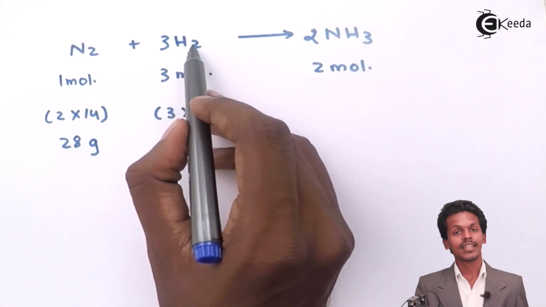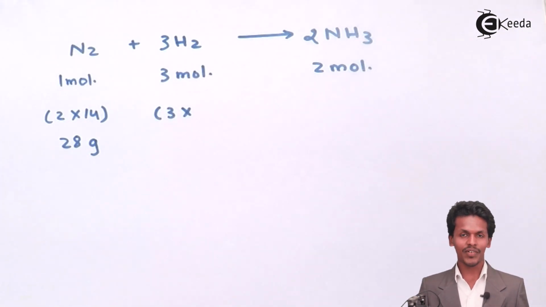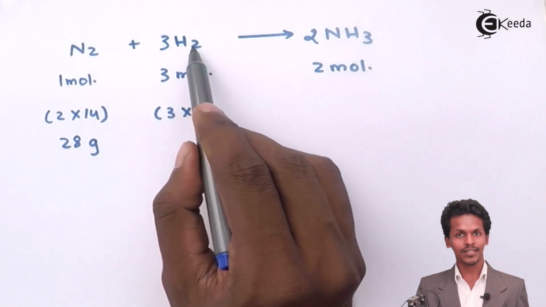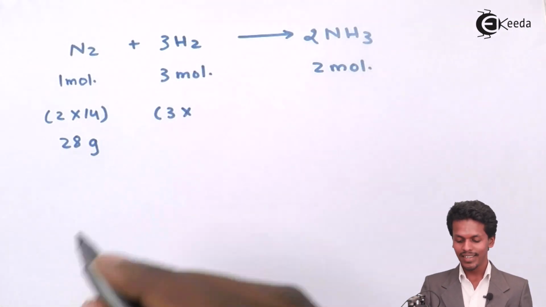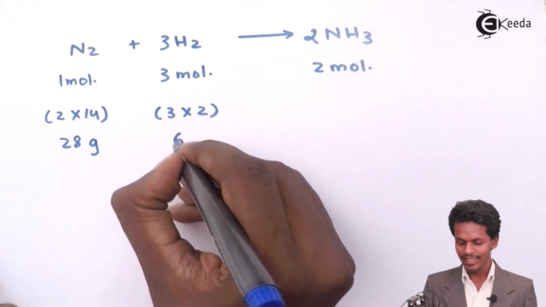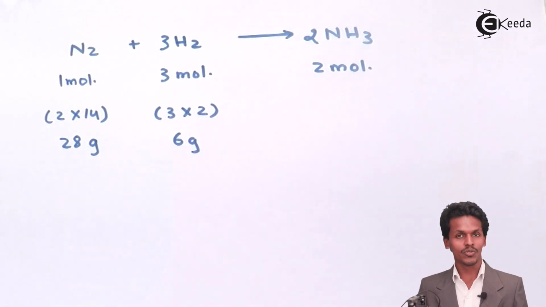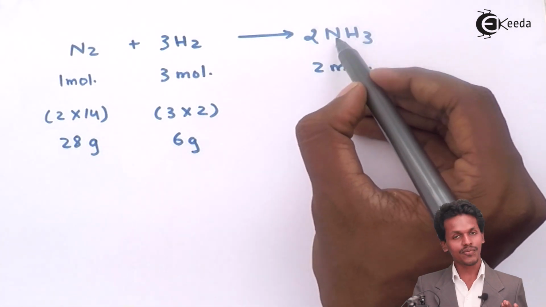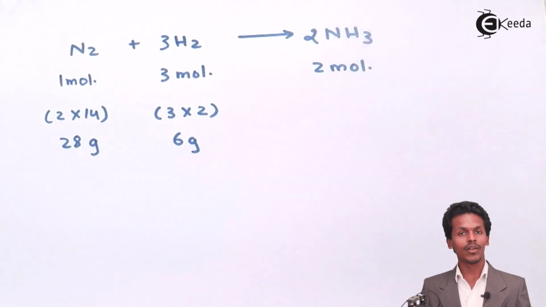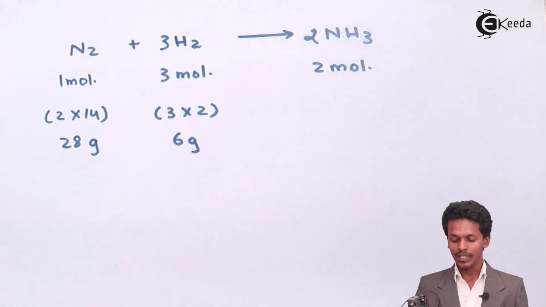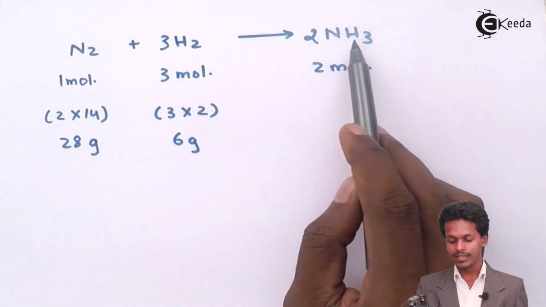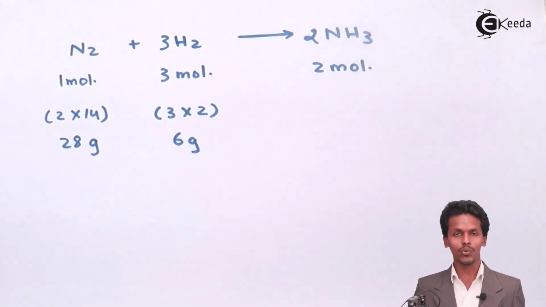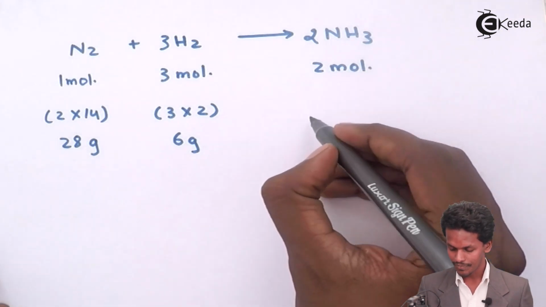3 into the atomic weight of hydrogen, which is 1, but there are 2 hydrogen atoms in a molecule. So basically 3 into 2, which makes 6 gram of hydrogen required to react with 28 gram of nitrogen so as to produce ammonia. In ammonia, nitrogen has 14 while hydrogen has a value of 3 in terms of atomic weight. So 14 plus 3 is 17, and 17 multiplied by 2, because there are 2 moles, gives a value of 34 gram.